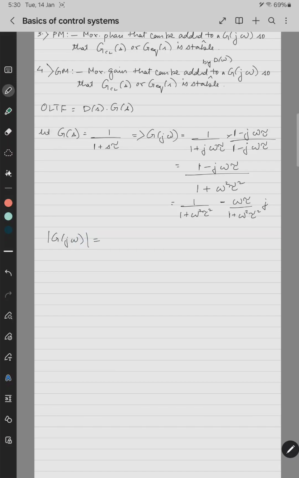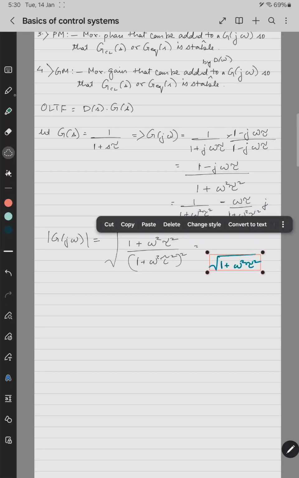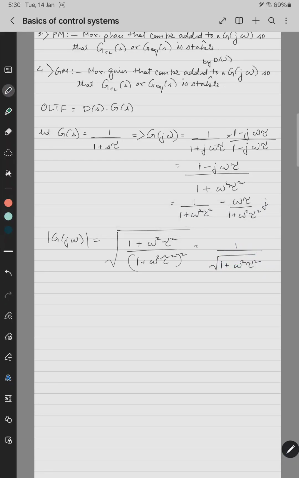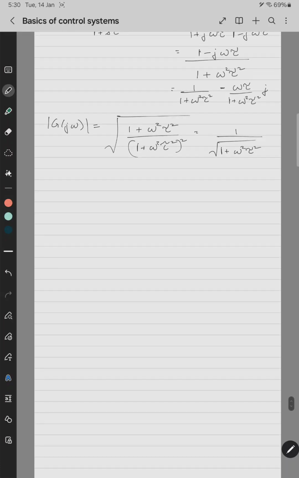It is nothing but under root of a square plus b square. So under root of 1 plus omega square tau square divided by 1 plus omega square tau square whole square. So it becomes 1 by under root of 1 plus omega square tau square. Yeah, this is the gain plot. This is the gain value.